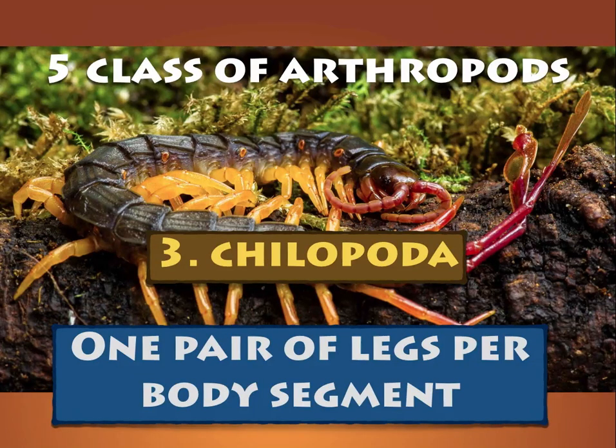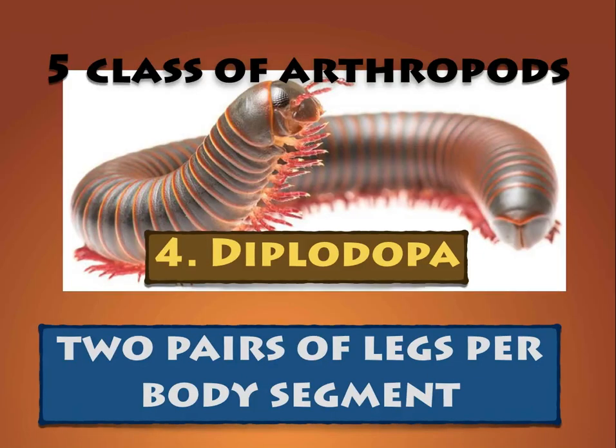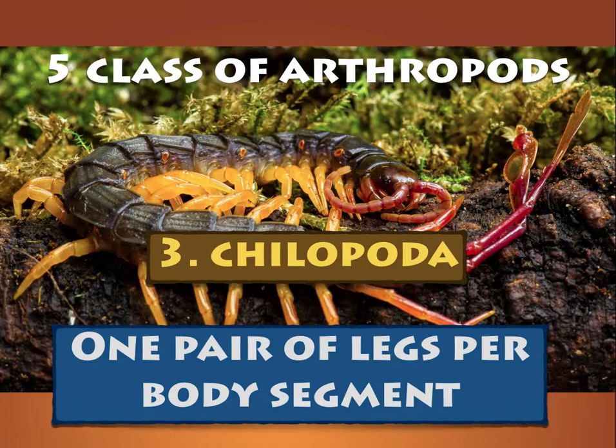Okay, chilopoda. Okay, 1 pair of legs per body segment. So with chilopoda, you'll notice that its main region has many sections to it, and each one of those sections has a pair of legs. Diplopoda, each of these sections has 2 pairs of legs, and this is your millipedes. And the previous section, let me go back, that's your centipedes.